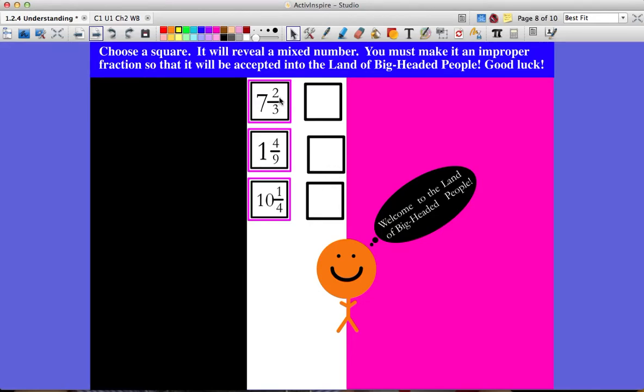So what we're going to do is we're going to take these 3 mixed numbers and we're going to change them into improper fractions. I'll do the first one for you, and then I want you to try the second 2 on your own.